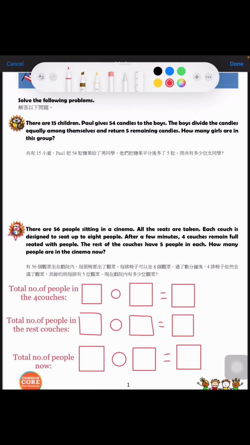There are 56 people sitting in a cinema. All the seats are taken. Each couch is designed to sit up to 8 people. After a few minutes, 4 couches remain fully seated with people. The rest of the couches have 5 people in each. How many people are in the cinema now?